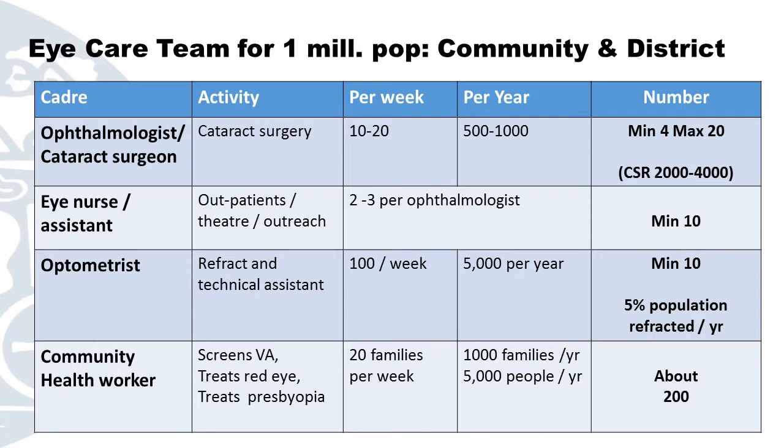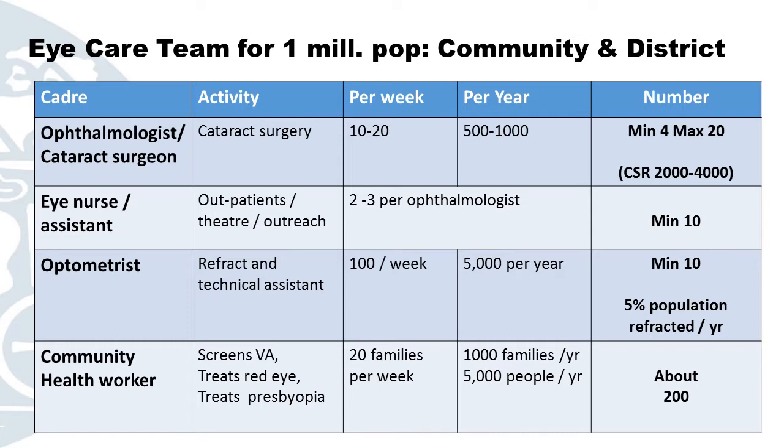Moving on to optometrists, if an optometrist does 20 refractions a day, that's 100 a week, it's 5,000 a year. And so with 10 optometrists, we would be able to refract 50,000 people per year per million population, which would be 5% of the population. And that would seem to be a minimum number, again, to provide an acceptable service.